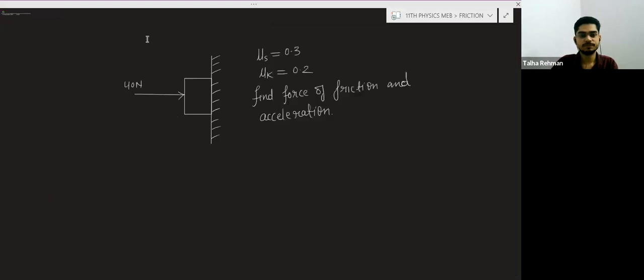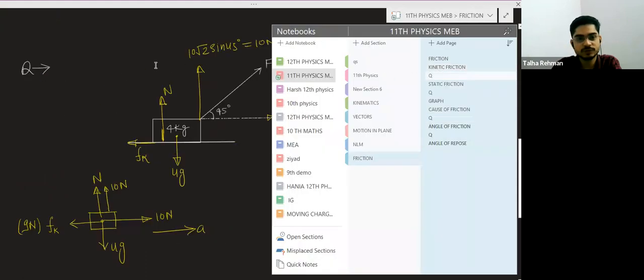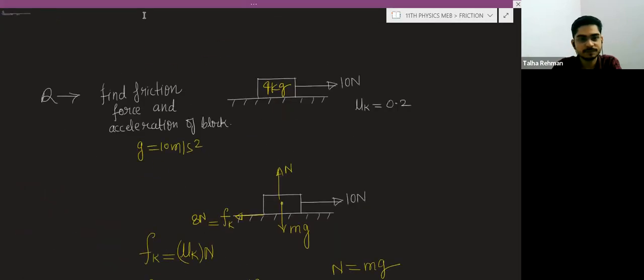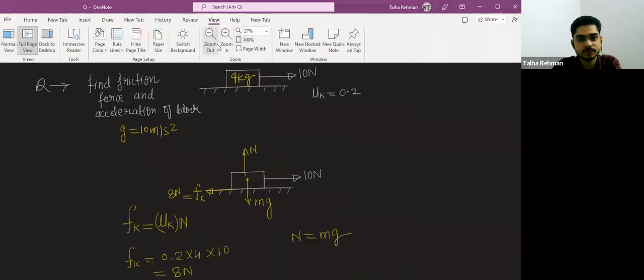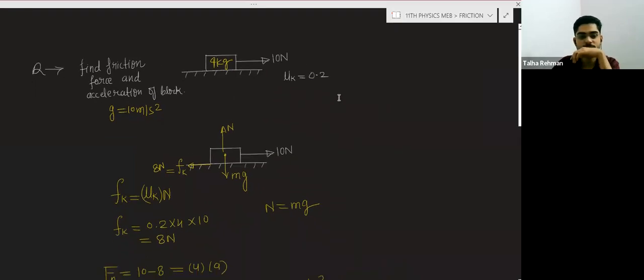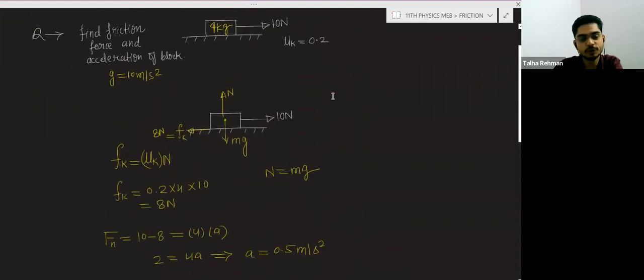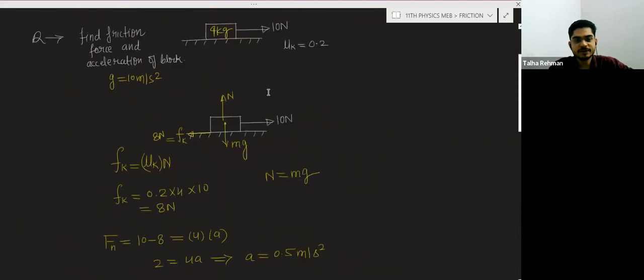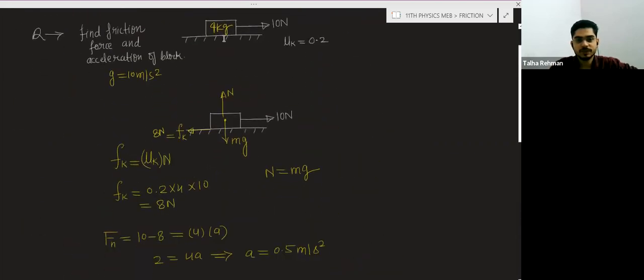Now see this question. If you want to note it down, then note it. Note down from here, because I told you that day to take the screenshot. So now note it down again. Basically, these questions are based on kinetic friction. Here, we have assumed that the body is already in motion.